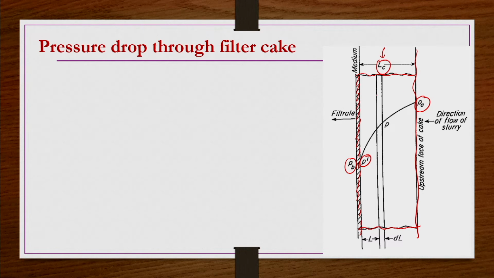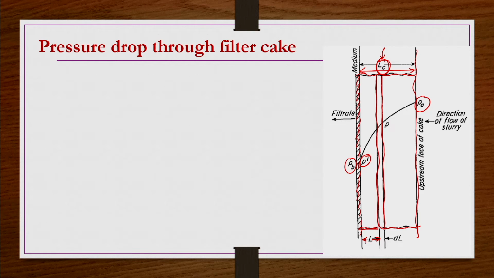Now within this cake of thickness Lc, you take a particular location at a distance L from the filter medium. Please note that this Lc is measured from the filter medium side. Lc is initially 0 at the filter medium, and as time increases Lc gradually increases from the filter medium side towards the slurry side, as particles are deposited.